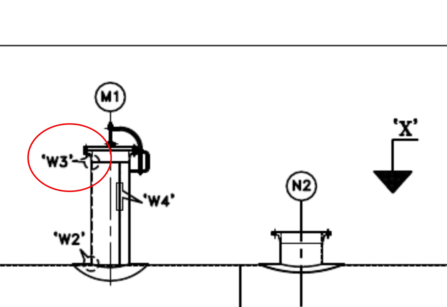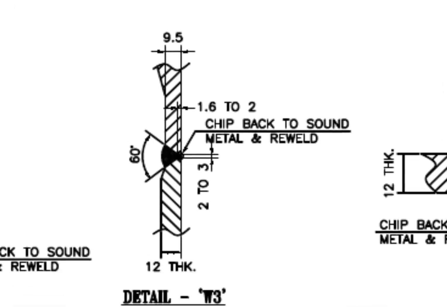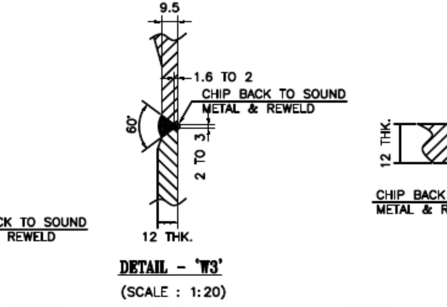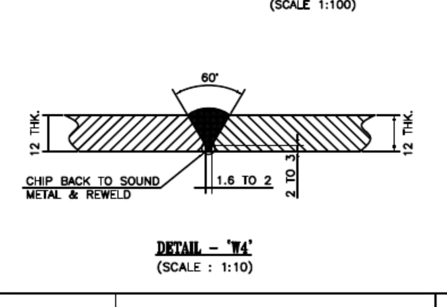W3 is the detail of the manhole neck to the flange welding. Detail W4. The manhole neck is 12 mm thick and single beveled.